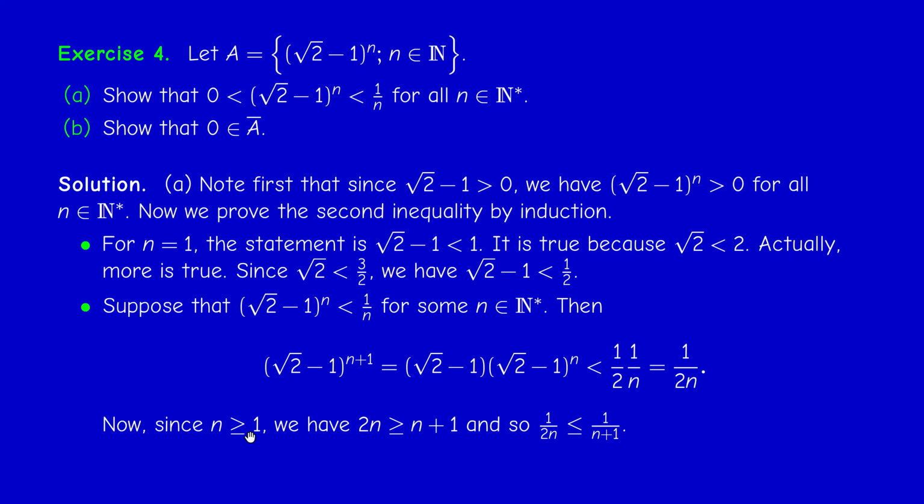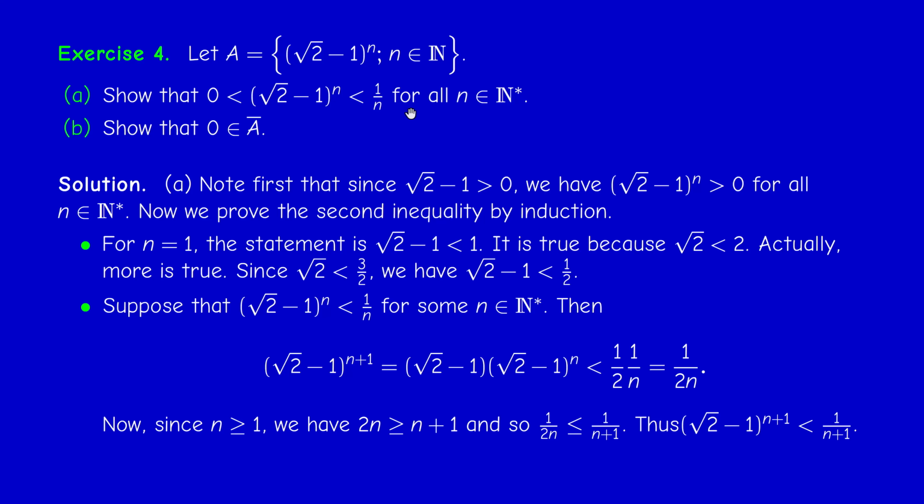And now this is less than 1 over n plus 1. Why? Because n is bigger or equal than 1. So since n is bigger or equal than 1, I add n, I get 2n bigger than n plus 1. I take the inverse because both are positive. So I get 1 over 2n is less or equal than 1 over n plus 1. And therefore, I get the statement for n plus 1. So if it's true for n, then it's true for n plus 1. Since it's true for n equal 1, it's true for every n. So by the principle of mathematical induction, I have this.